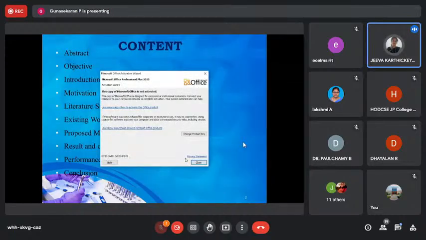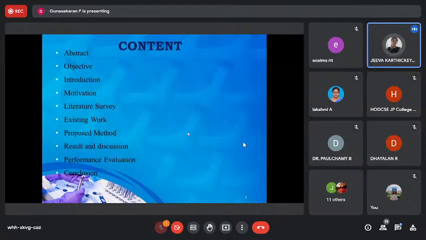This presentation includes the abstract, objective of the proposed method, introduction, motivation of this research work, some literature survey, existing work, the proposed method and diagram, final result discussion, performance evaluation and comparison. Finally, we end with the conclusion and references.